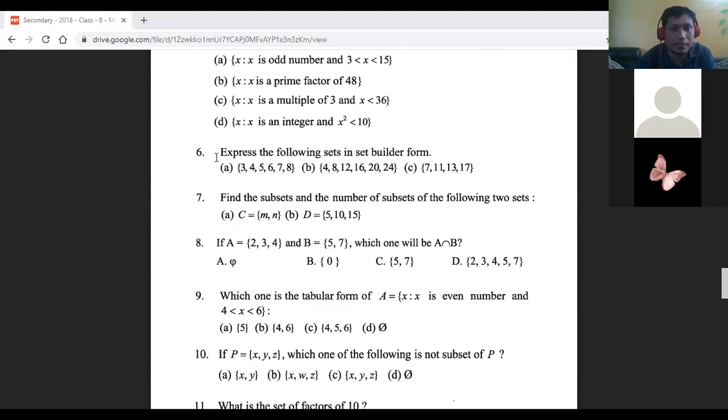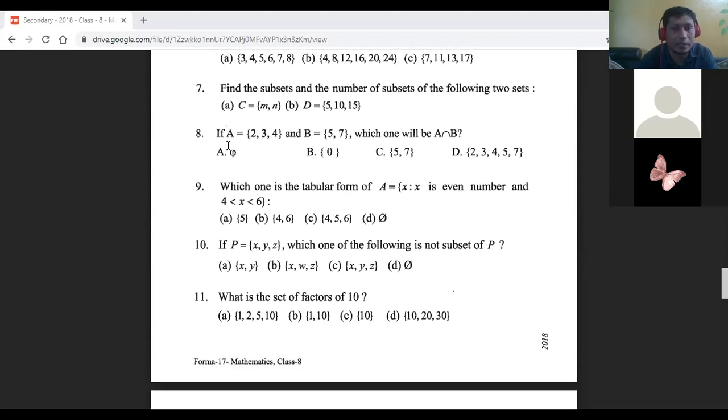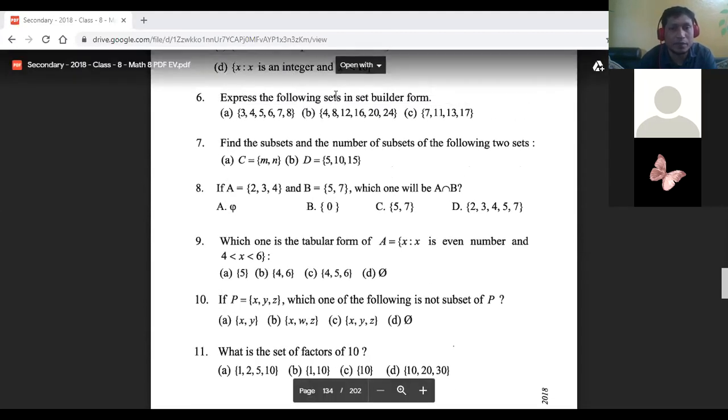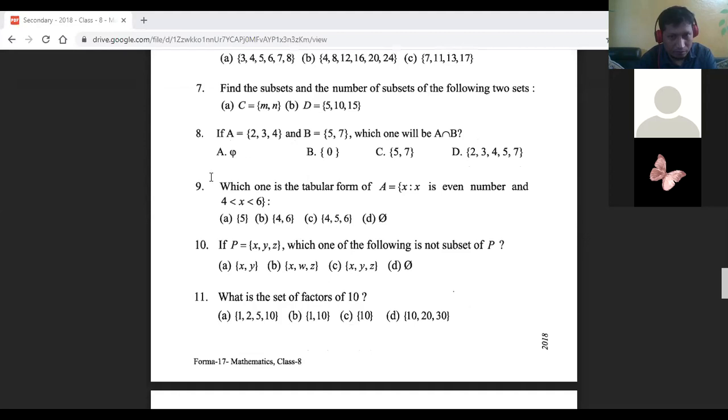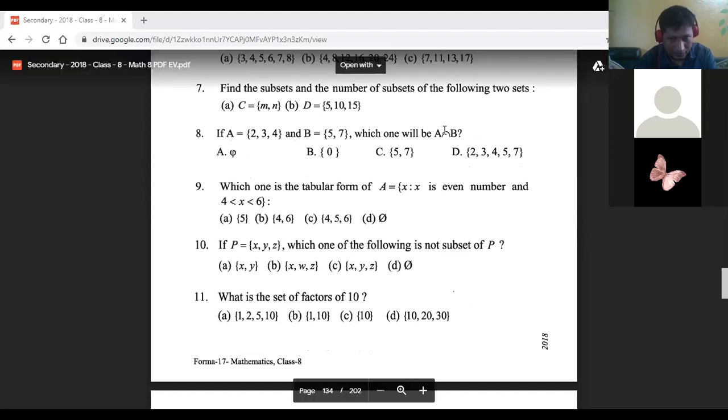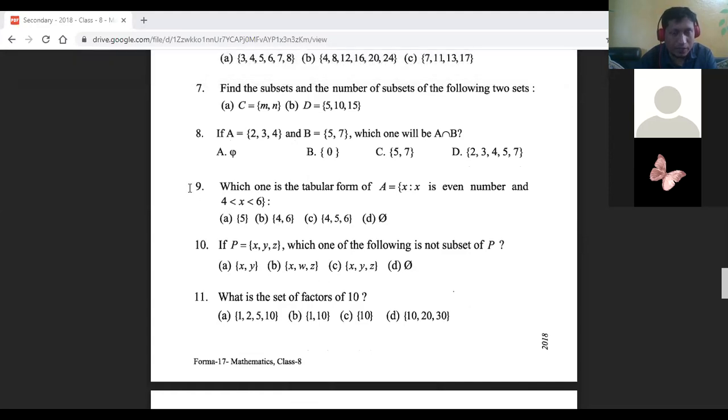You can solve number 6. Number 6 we have discussed today. You can see number 6: express the following set in set builder form. We have solved them. You are requested to solve them. Number 7 is not possible for you because we did not discuss subset. Number 8 is not possible. Here is intersection. We did not discuss it. Okay, but you can solve 9.